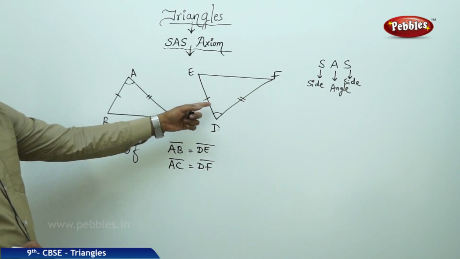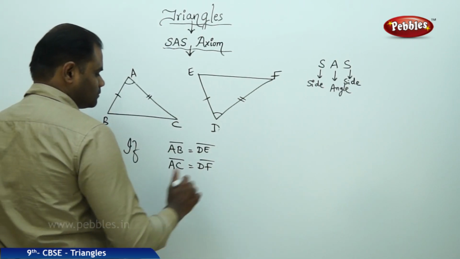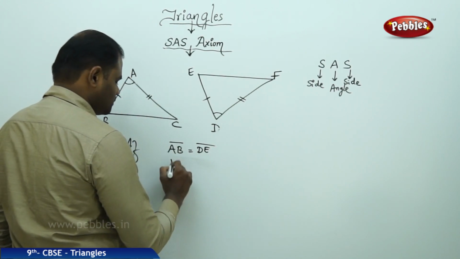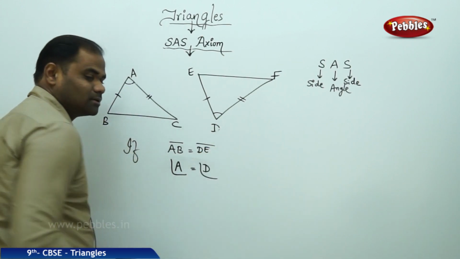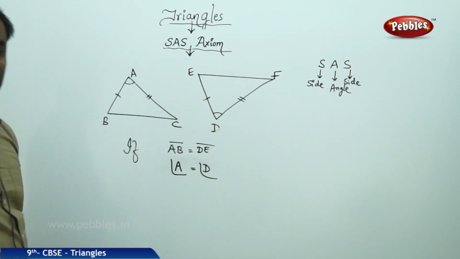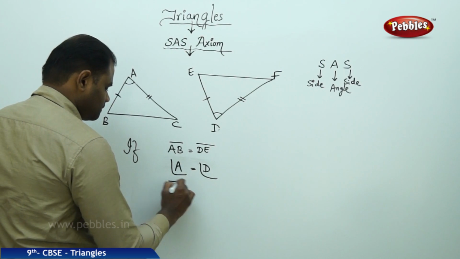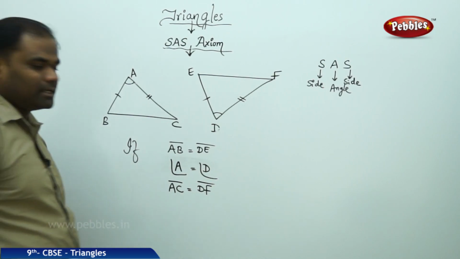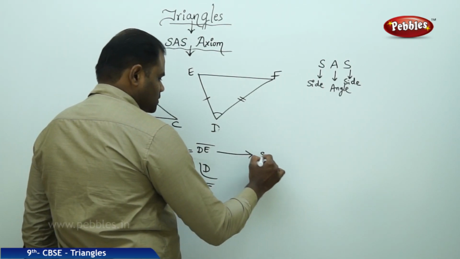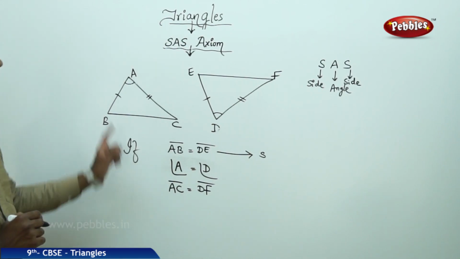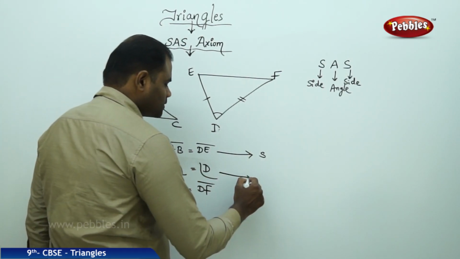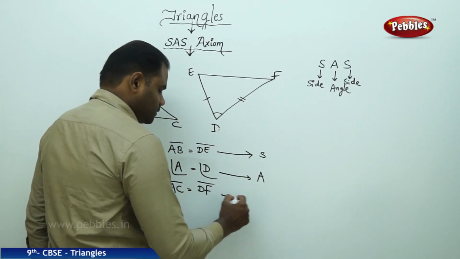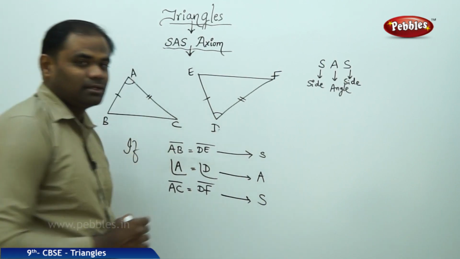And angle A equals angle D. Let me write in order. Angle A equals angle D and AC equals DF. Then clearly I see that this refers to two sides being equal, and this refers to the angles being equal, and this refers to the other sides being equal.